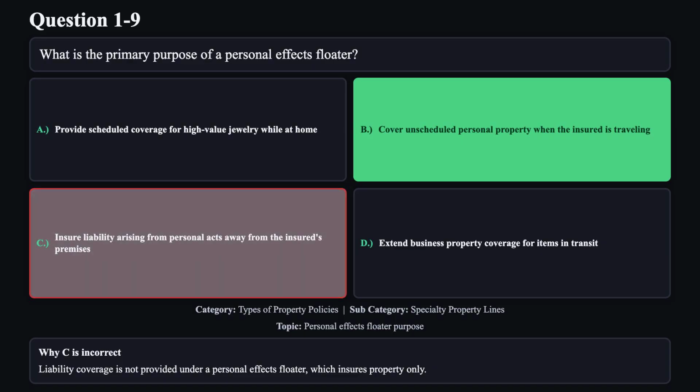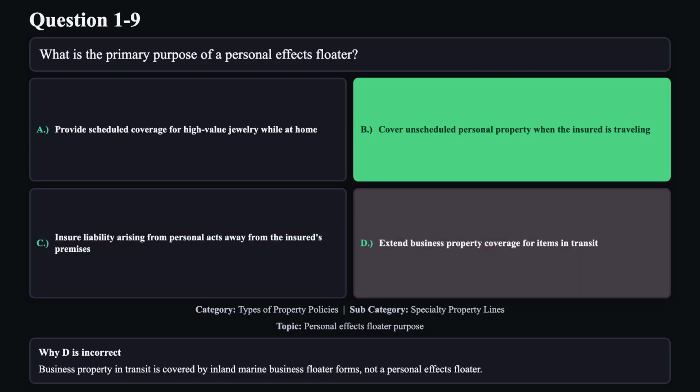Reason C is not correct. Liability coverage is not provided under a personal effects floater, which insures property only. Reason D is not correct. Business property in transit is covered by inland marine business floater forms, not a personal effects floater.